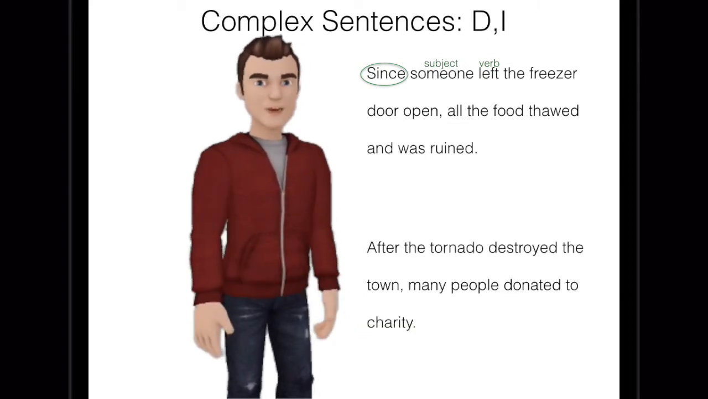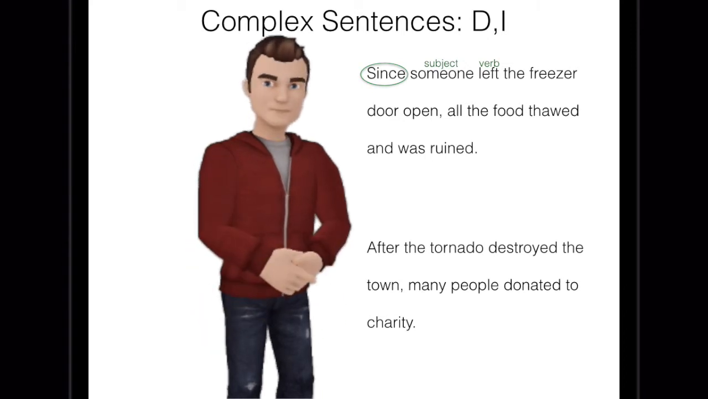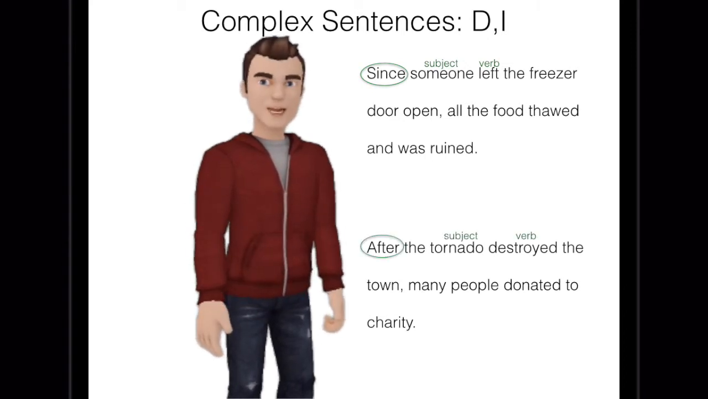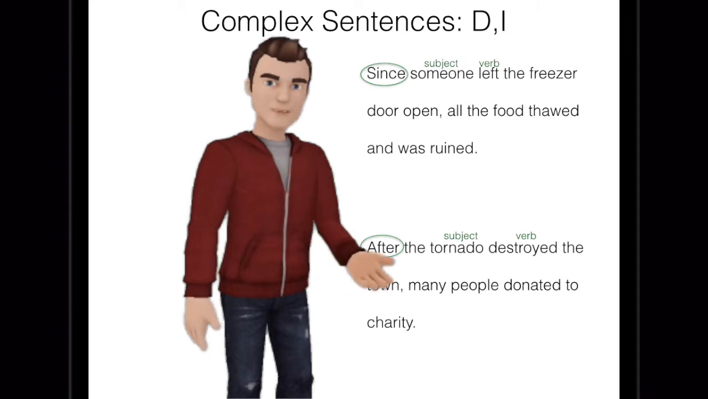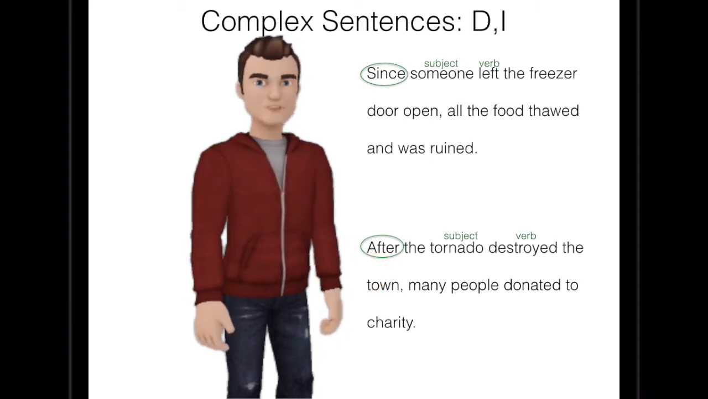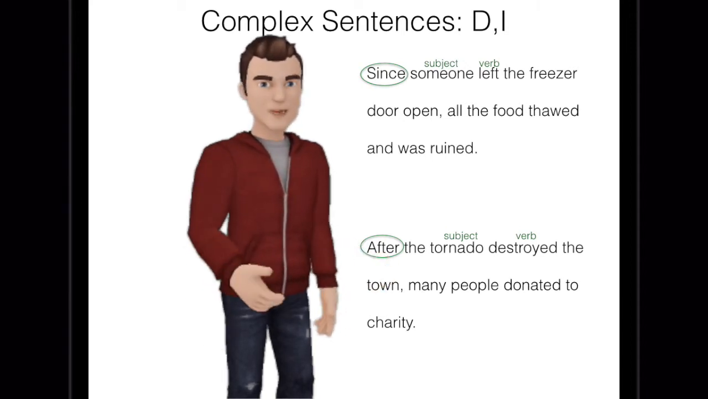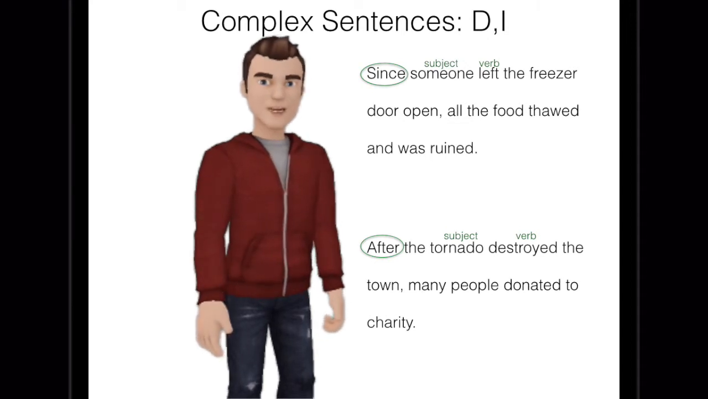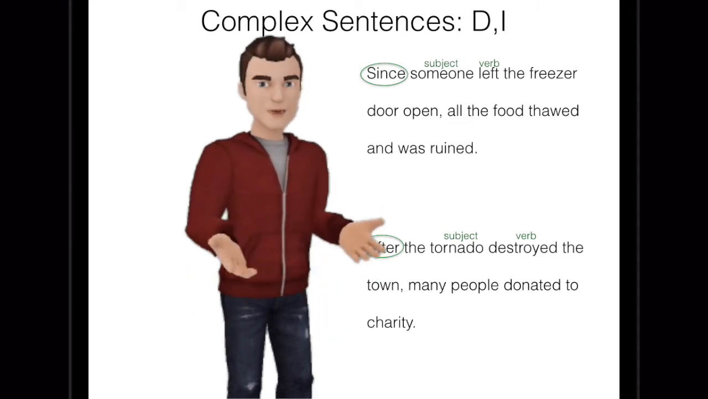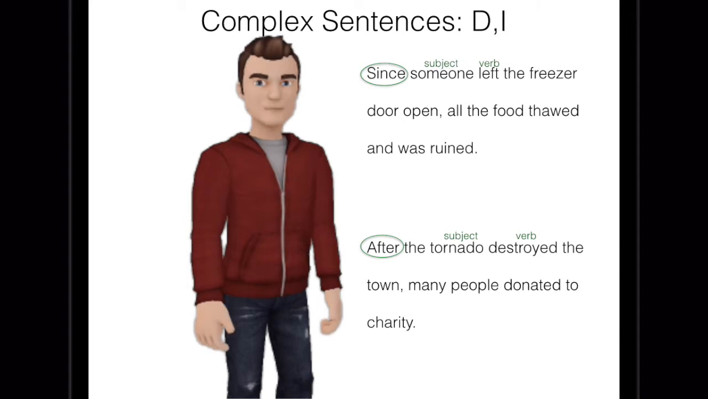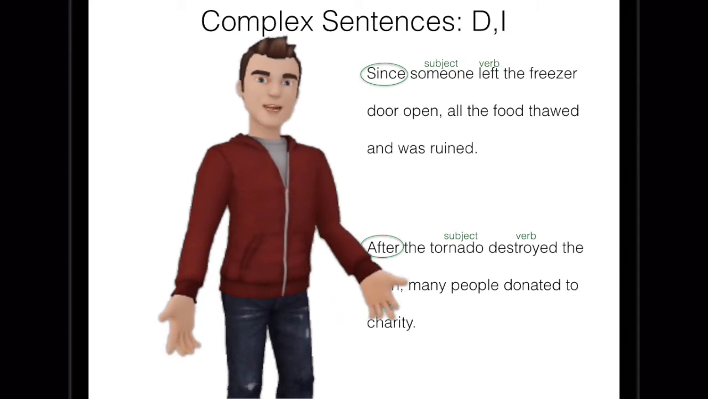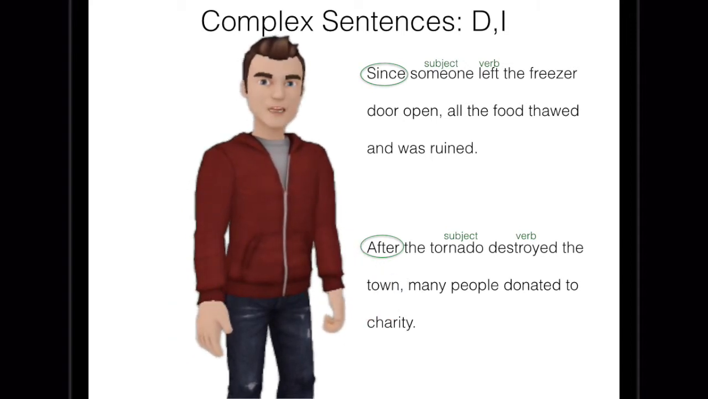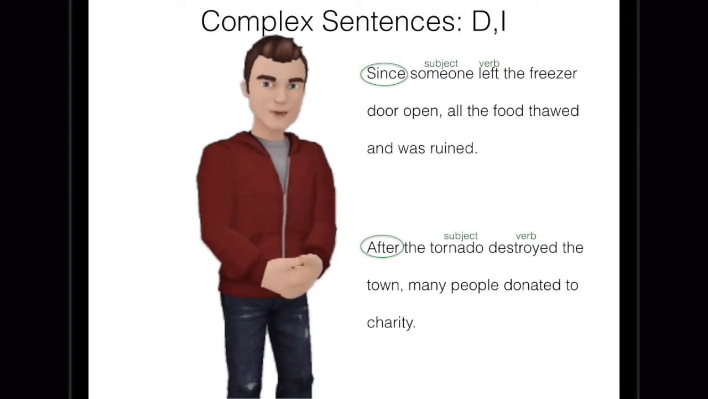Example, we have after the tornado destroyed the town, many people donated to charity. And so we have the word after, which is one of our subordinating conjunctions. Then we combine that with the subject and verb, tornado destroyed. And then because the dependent clause begins the sentence, then we have a comma after that. And then we close the sentence out with the subject and verb, people donated.